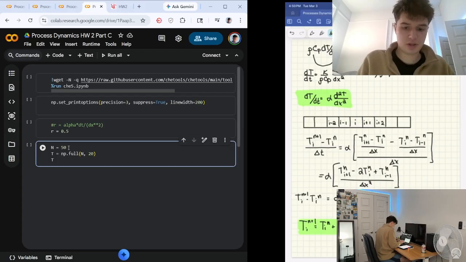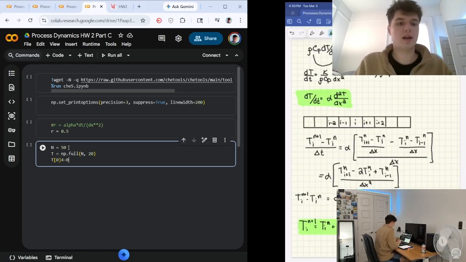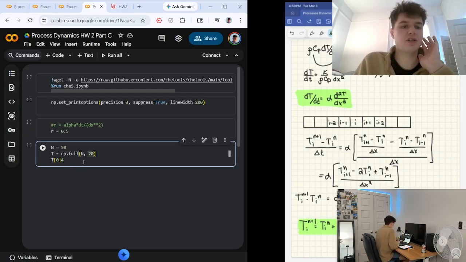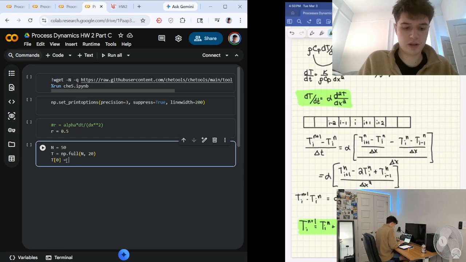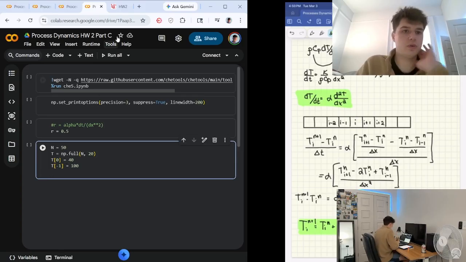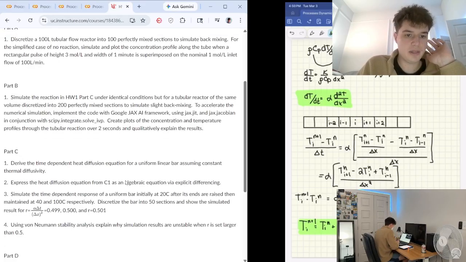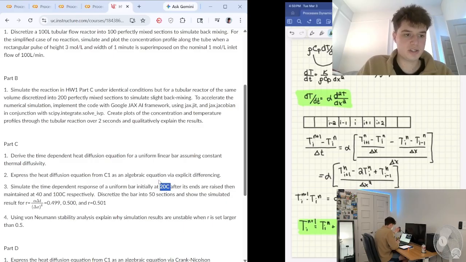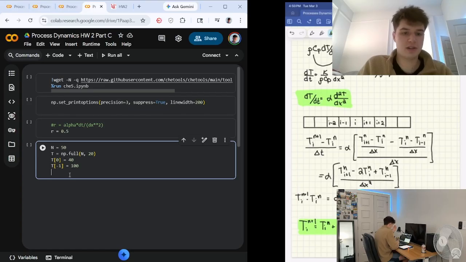Now, our temperature T sub 0 is going to be equal to 40, as we said, starting with 40. Oh, I misspoke. This means we're starting at 20, I'm sorry. This is going to be equal to 40. And then our T sub -1 is going to be equal to 100. Again, I will hop over here. As you can see, we got those values from saying, initially 20 degrees Celsius, it is raised and maintained at 40 and 100 respectively. So again, that's how we get those values.